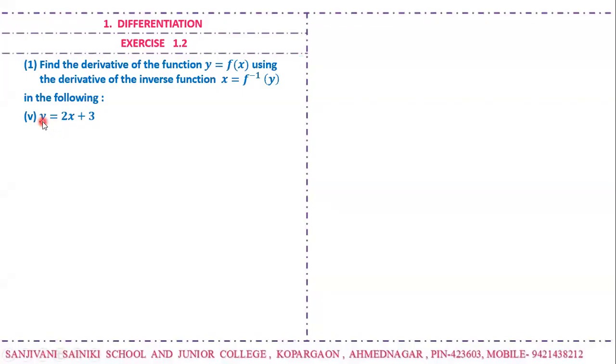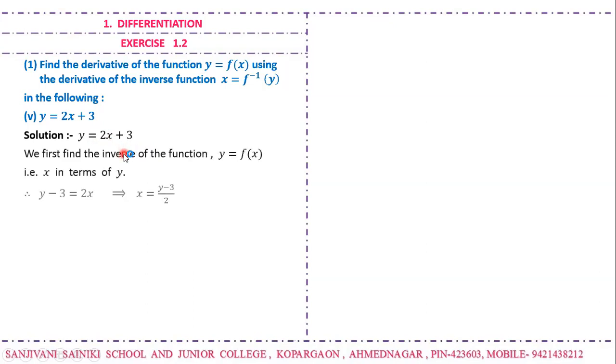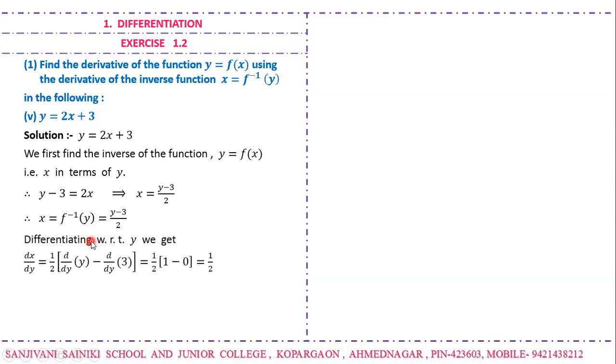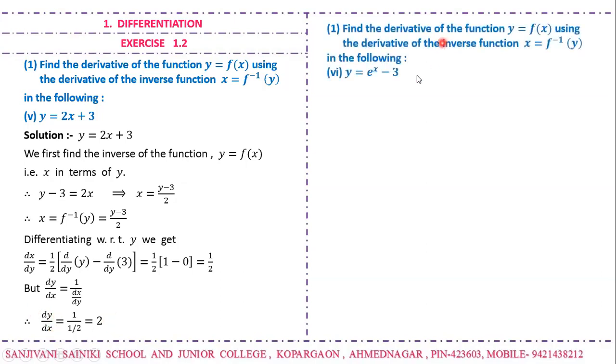Now, the fifth example is y is equal to 2x plus 3. It is very easy to write its inverse function. X is equal to y minus 3 upon 2. Differentiate with respect to y. This 1 upon 2 is constant. Derivative of y is 1 and derivative of 3 is 0. So you get the derivative 1 upon 2. So using the formula dy by dx is equal to 1 upon dx by dy, we get the derivative of y with respect to x is 2.